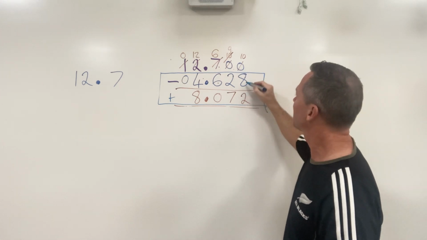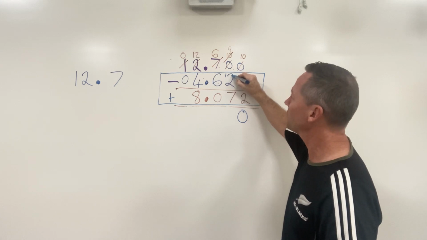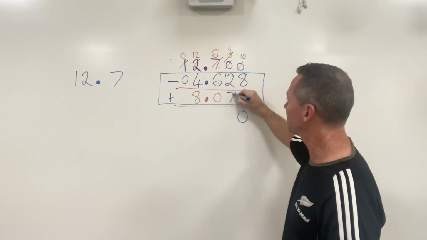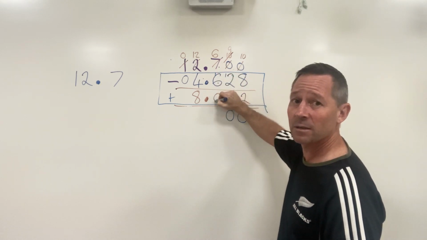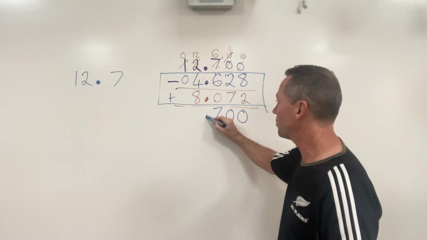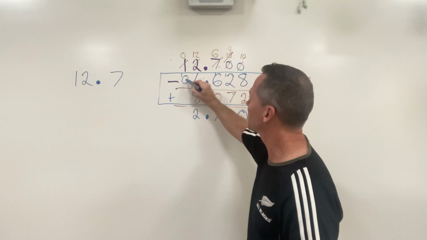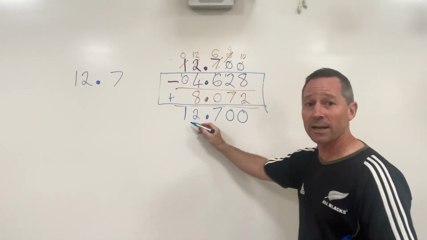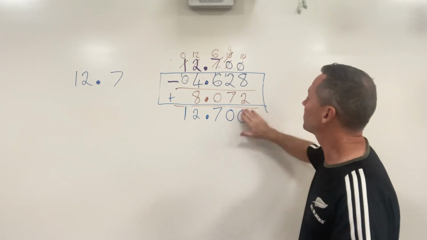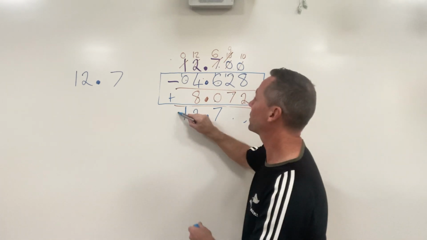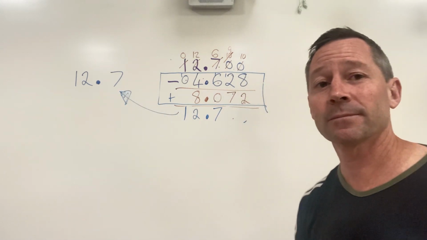So let's add them. 8 plus 2 is 10. 1 plus 2 is 3. 3 plus 7 is 10. Bring the 1 here. 1 plus 6 is 7. Plus 0 is 7. Decimal point. 4 plus 8 is 12. 1 plus 0, 1. So here I have my answer of 12.700. I could write these out, doesn't make a difference, which is what we started with over here. Okay, so that's the way you do it.